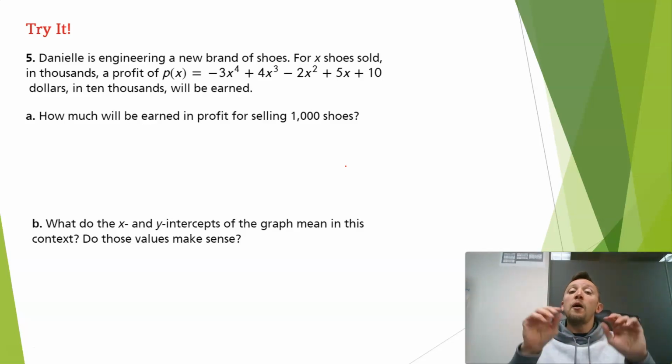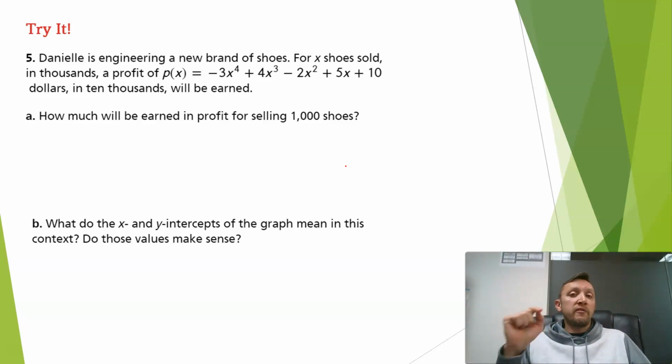Okay, so I want you to try this on your own. But first, you want to know what to put in for x. It says, how much will be earned in profit for selling 1,000 shoes? Remember what x represents. x represents the number of shoes in thousands. So 1,000 shoes would be 1, so we want to put just 1 in for x. Do not put 1,000 in for x. If you put 1,000 in for x, we're referring to 1,000 thousand shoes, or 1,000,000 shoes. That's not what we're looking for. We're just looking for where x is 1, because where x is 1, that represents 1,000 shoes.